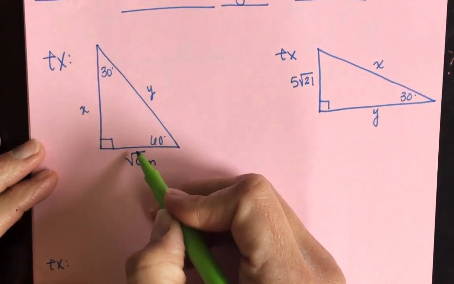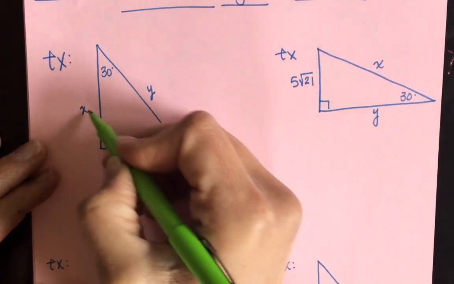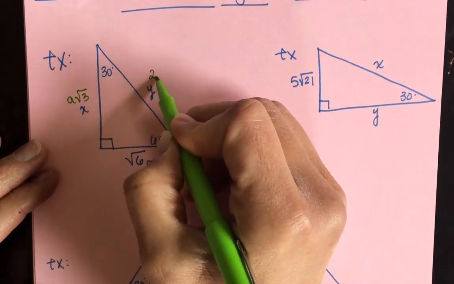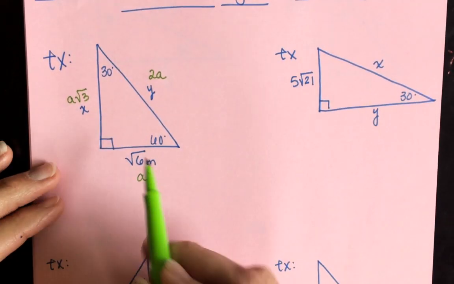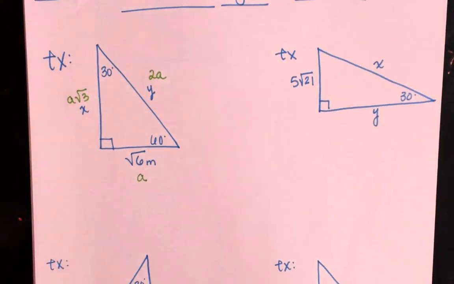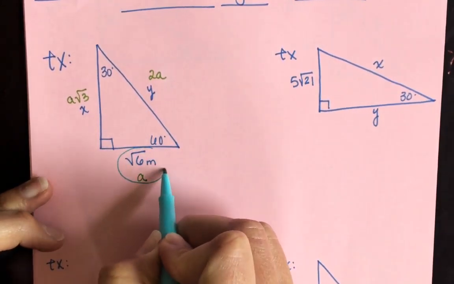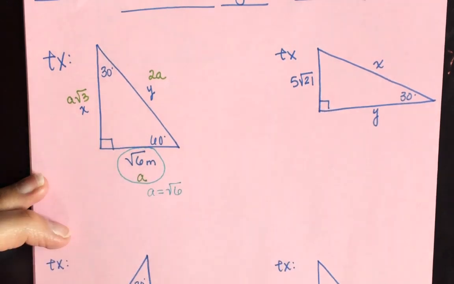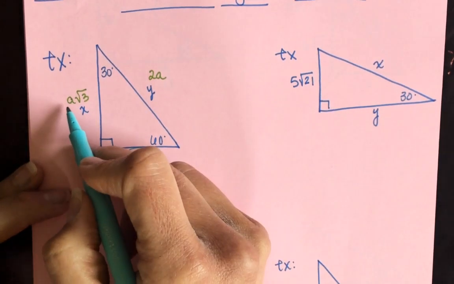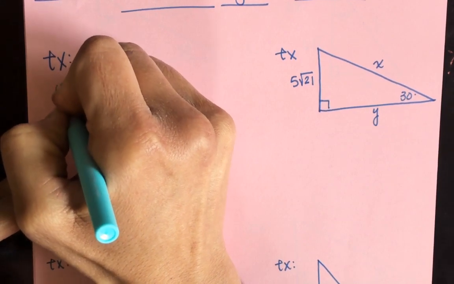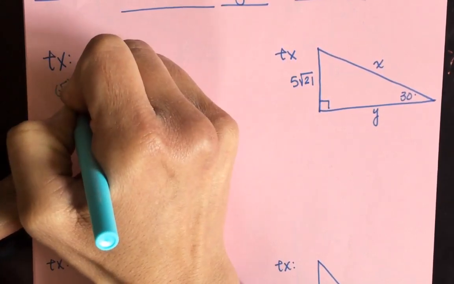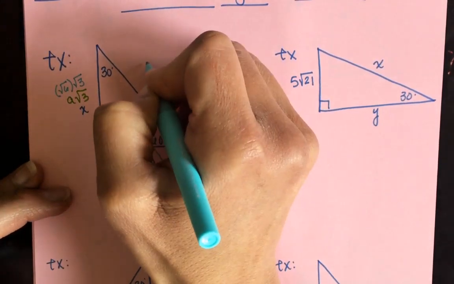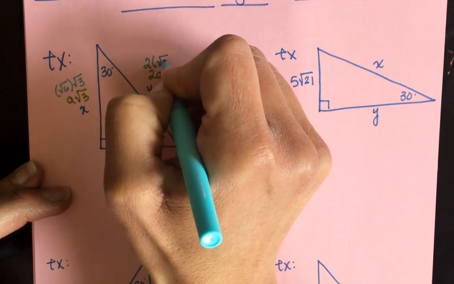So opposite our 30-degree angle is A. Opposite our 60-degree angle is A radical 3. And opposite our 90-degree angle is 2A. The side that has the formula and the given value, we set equal to each other. So that means everywhere I see an A, I'm going to plug in radical 6. So over here, where I see A, we're going to plug in radical 6, and we're going to multiply that by the radical 3 that's already there. And over here, where we see A, we're going to plug in radical 6.